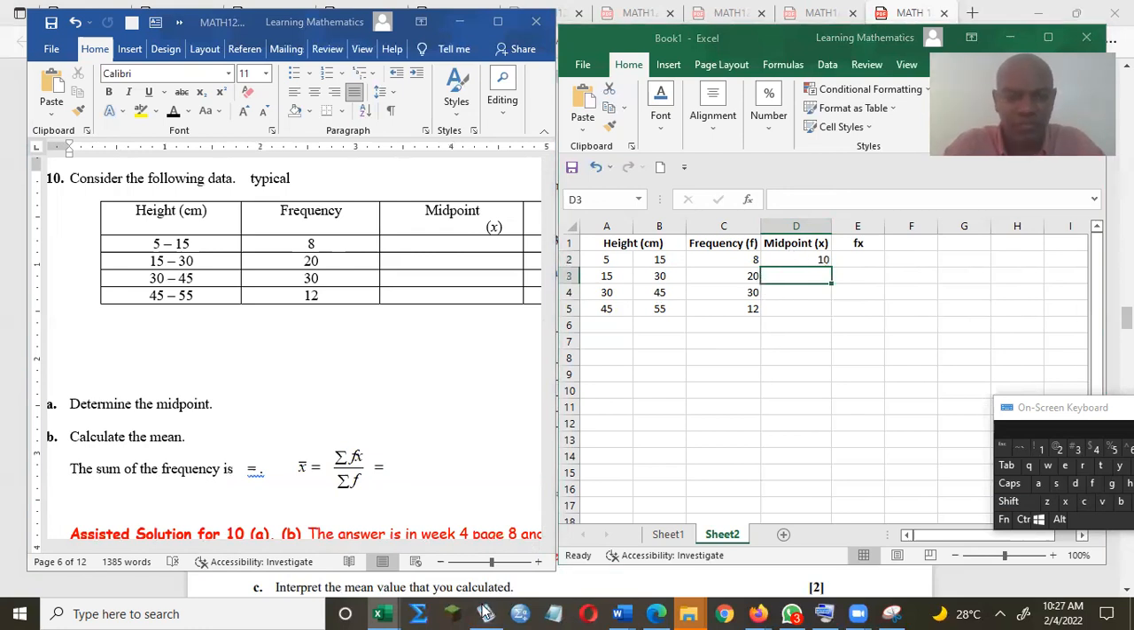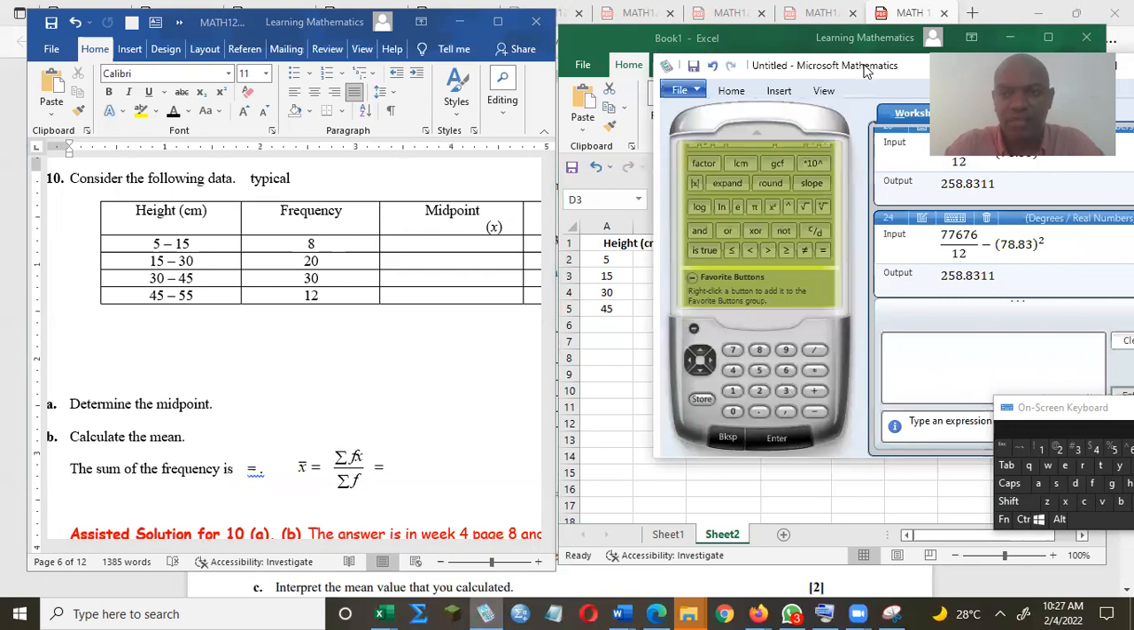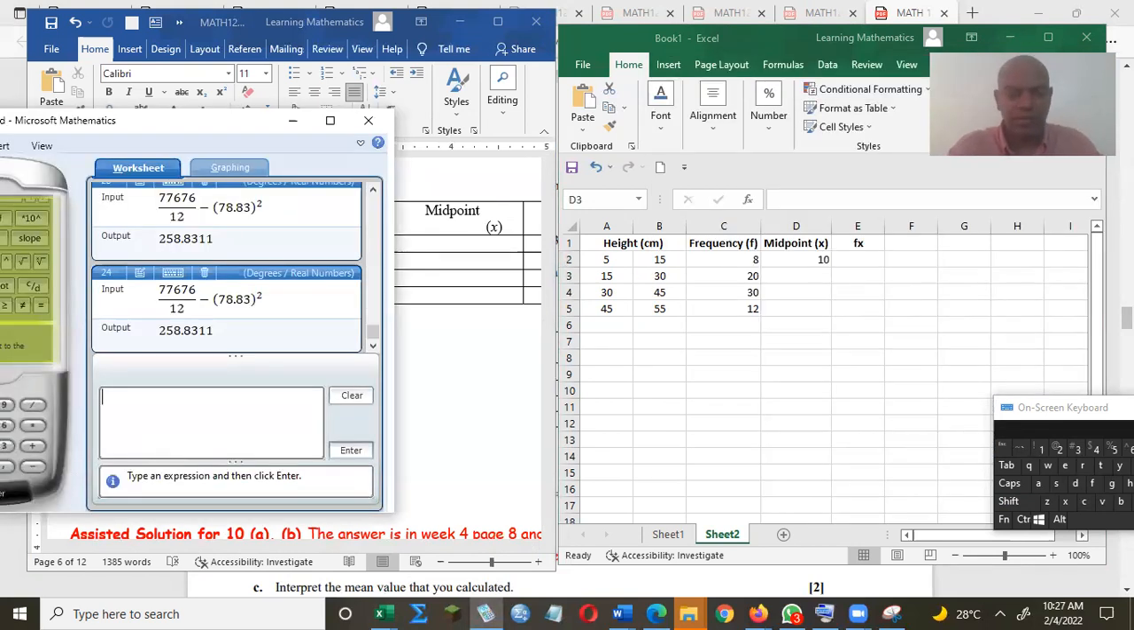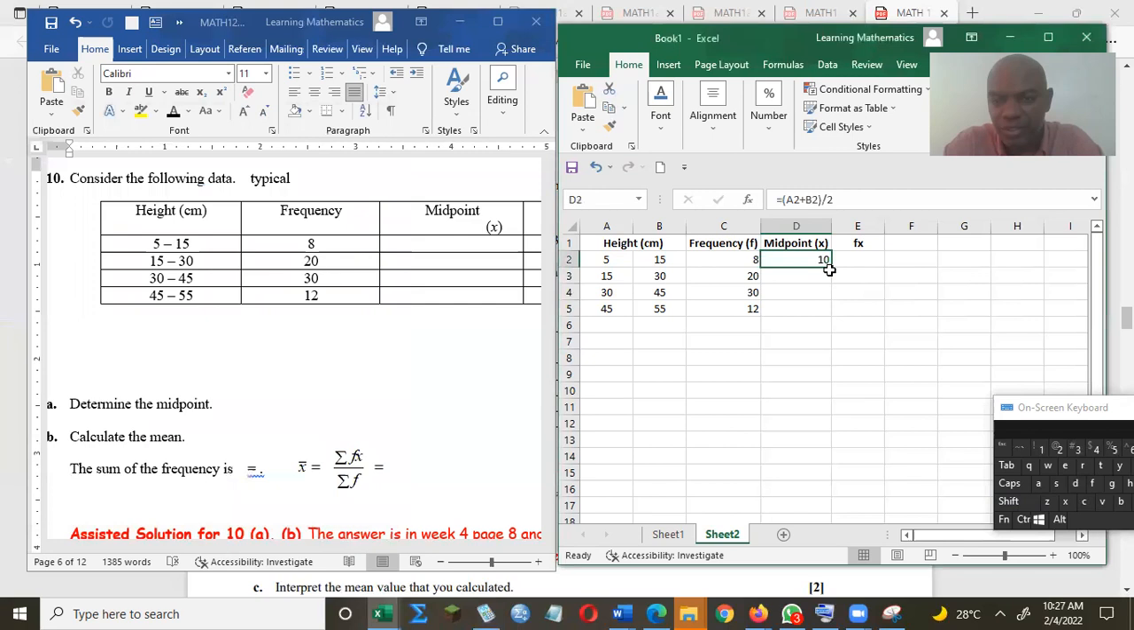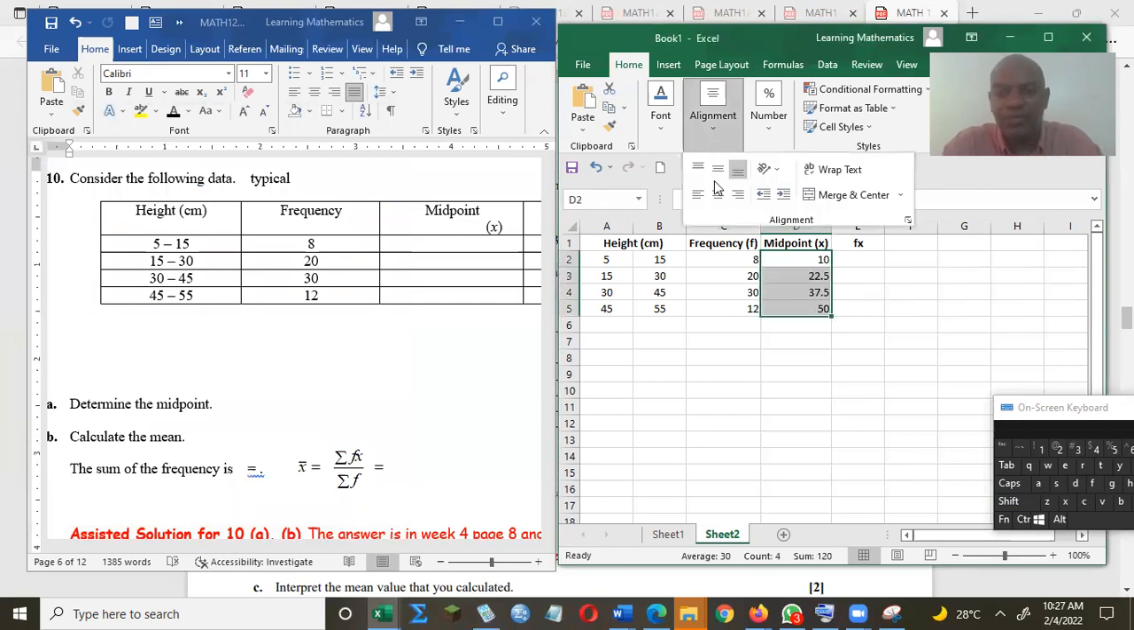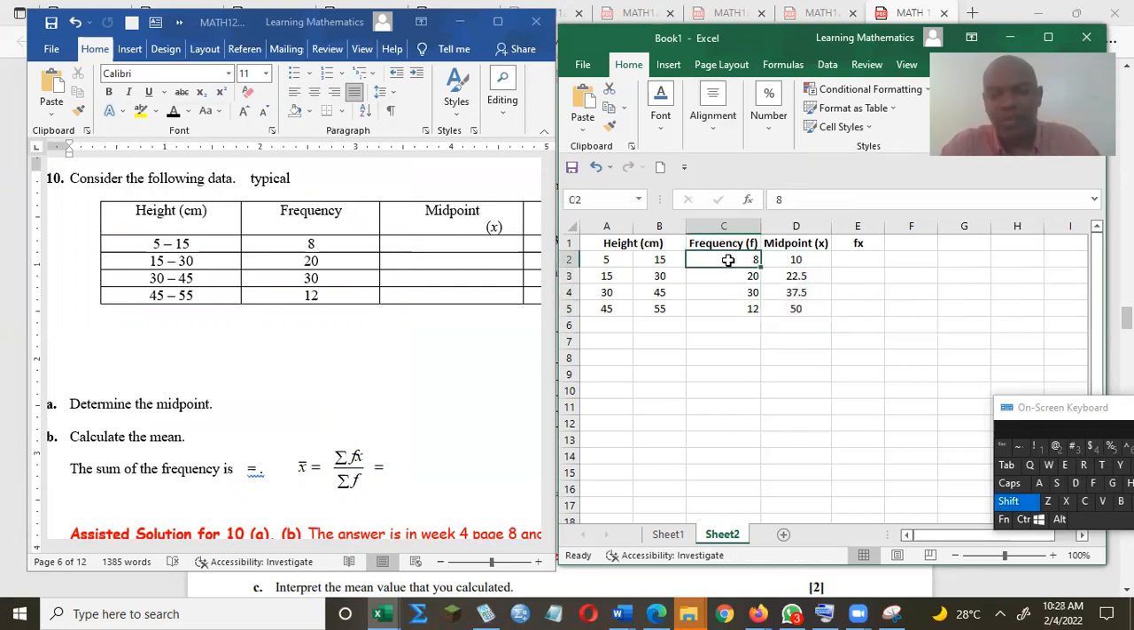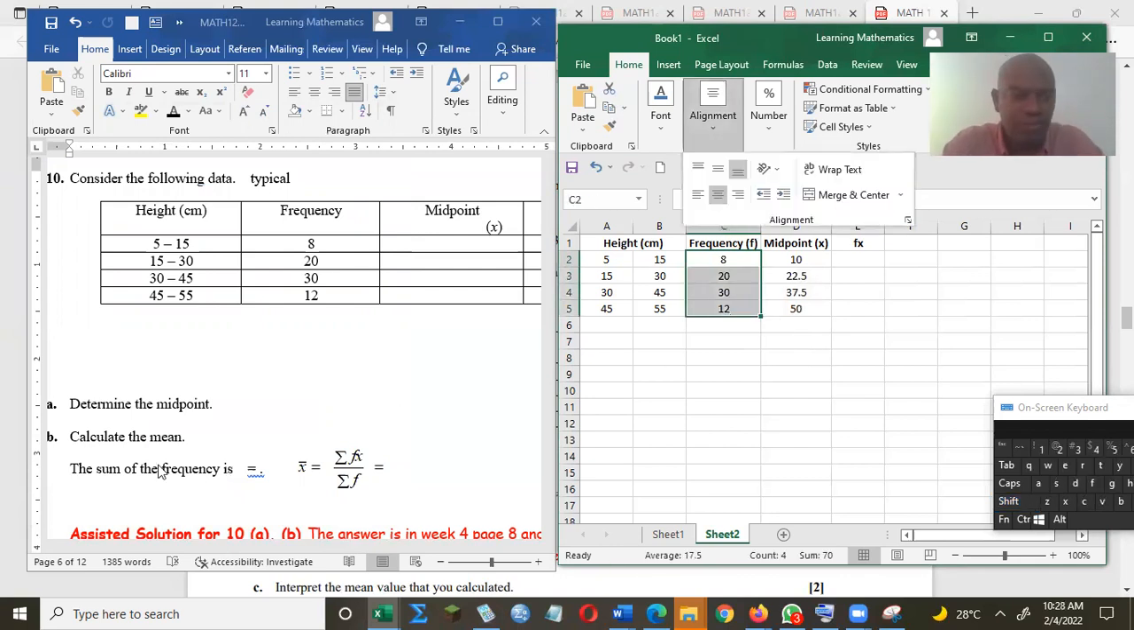If you want to do this manually, you go in your calculator and type open bracket 5 plus 15 divided by 2, 10. Then you do 15 plus 40 divided by 2, and so forth. However, you just go to your little green square, pop, and you get your midpoints one time. So this is how to calculate the midpoint using Excel. However, you are not obliged to do it. You can do it manually if you choose to. Determine the midpoint. We have just done so.